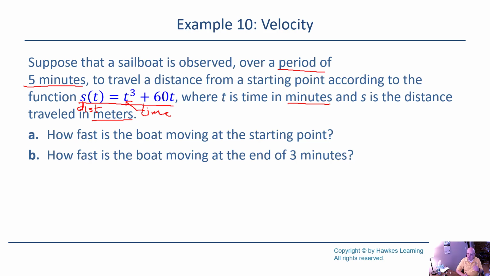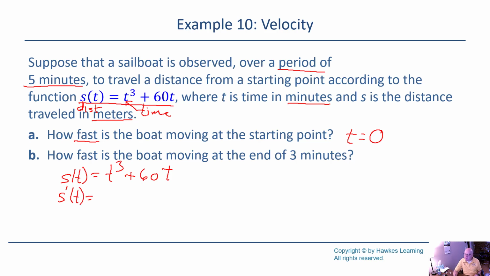So how fast is the boat moving at the starting point? You'll start with s of t equals t cubed plus 60t. Starting point. First of all, what's the time? 0. How fast is it going? That's a slope. That's a rate. Derivative. So what we need is s prime of t.